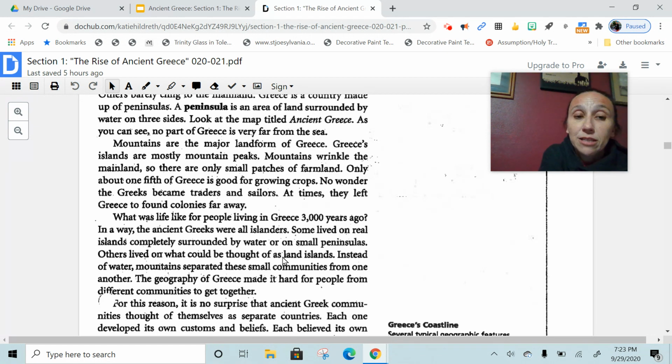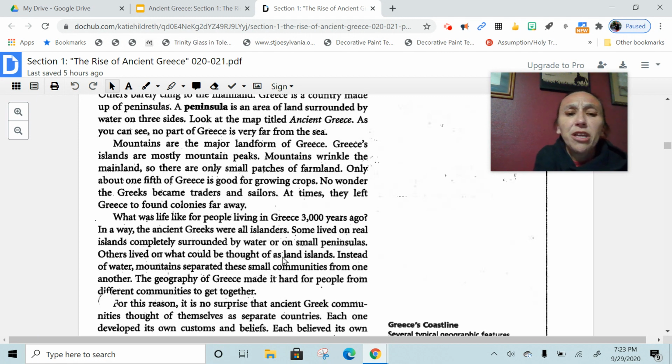No wonder the Greeks became traders and sailors. At times, they left Greece to found colonies far away. What was life like for people living in Greece 3,000 years ago? In a way, the ancient Greeks were all islanders. Some lived on real islands, completely surrounded by water, or small peninsulas.